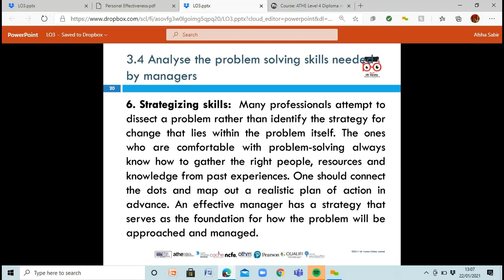Those people who are comfortable with problem solving always know how to get the right people or resources or even knowledge from their past experiences. So it helps you to put in effect an action plan where you can get rid of problems or even just reduce them, or even spot them as they're about to occur. You can say, right, I've got a feeling this will happen if we do this, this and that, and then try and put strategies in place to avoid that.